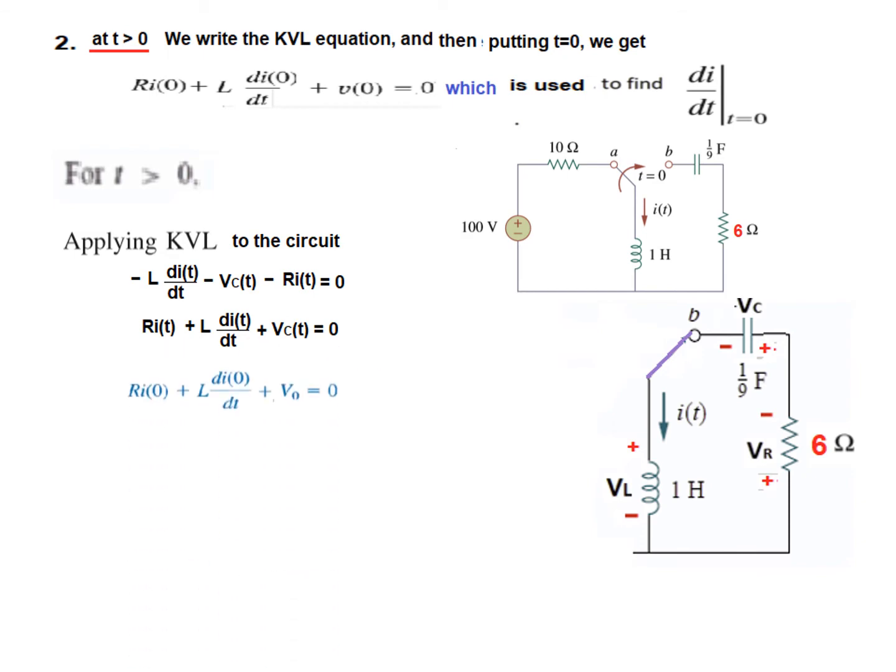Putting t equal to 0, we get this equation here, and now we plug in the values of I0 and V0. So I0 was 10, V0 is 0, so solving, di(0)/dt is minus 60 amperes per second.